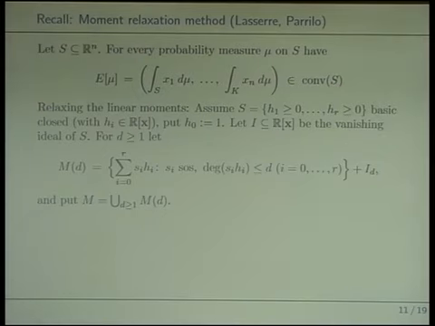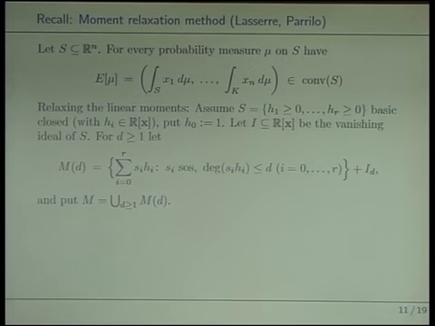So the expectation vector, sort of the average of all the points, lies in the convex hull of S. And now you relax these linear moments. Sort of, you relax the truncated moment problem. The setup is a bit technical, but many of you have seen this. Just to agree on notation, let me briefly go through it again.